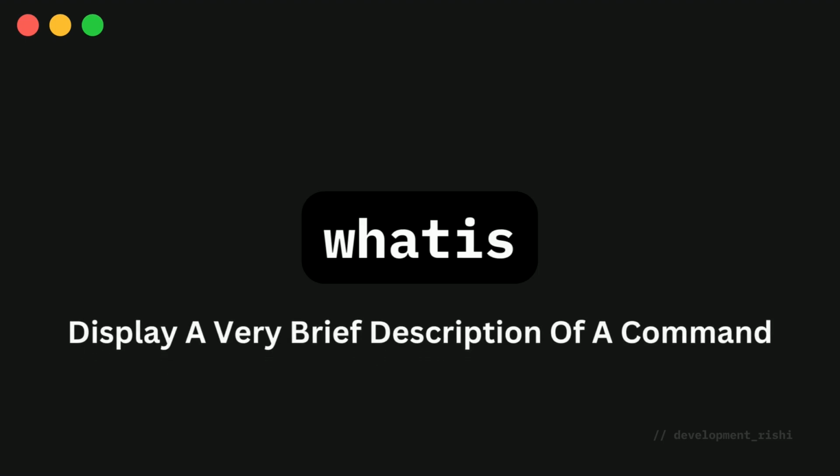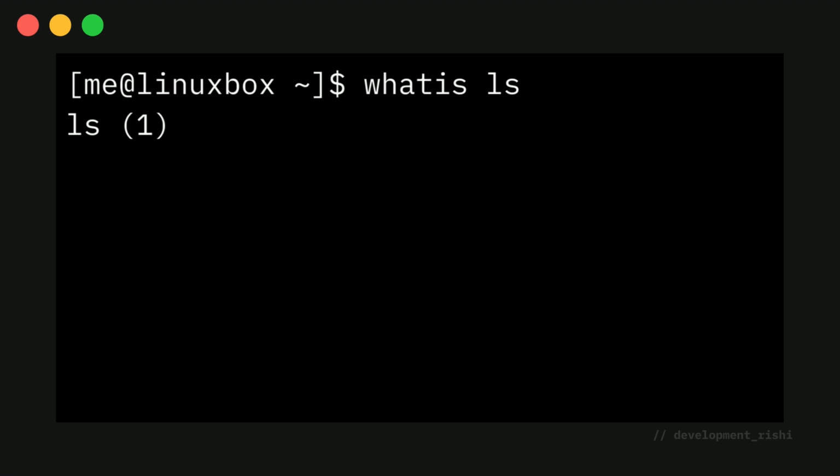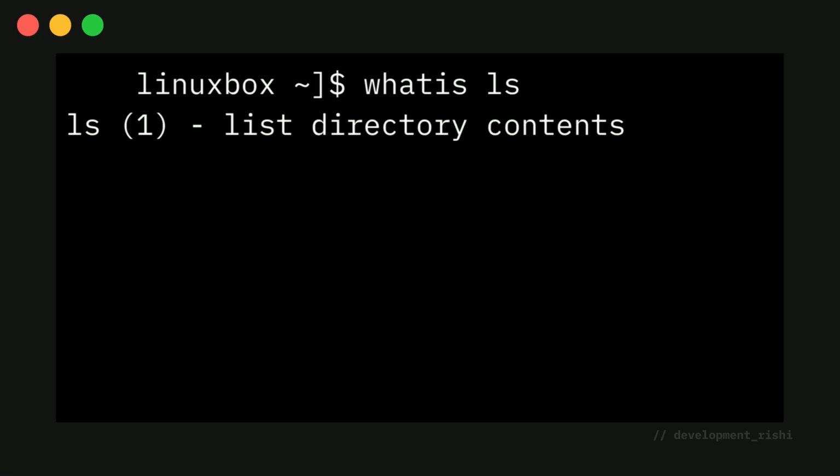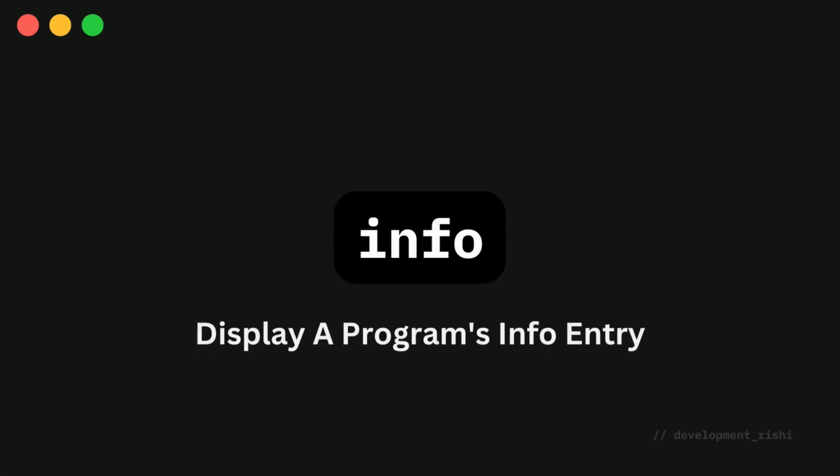The whatis command is used to display a brief description of a command. Let's look at the whatis command applied to the ls command. A brief description of the ls command is displayed on the console. To display a program's info entry, we utilize the info command.